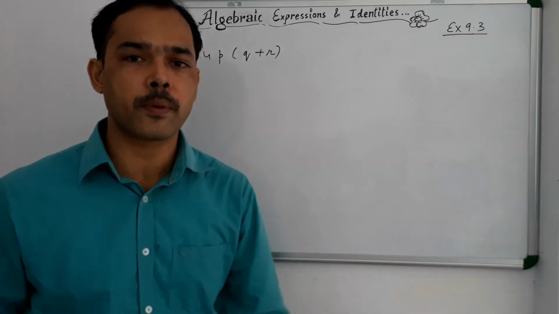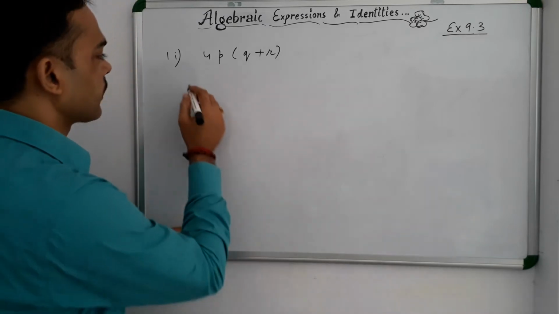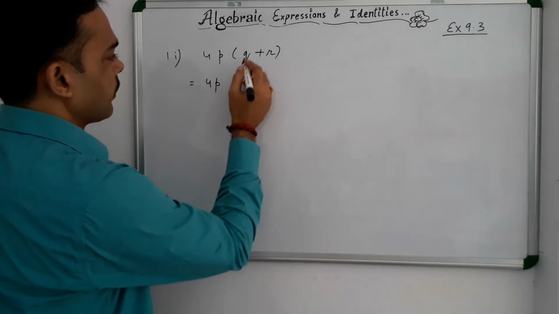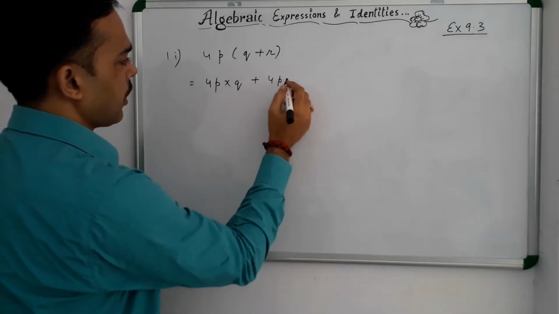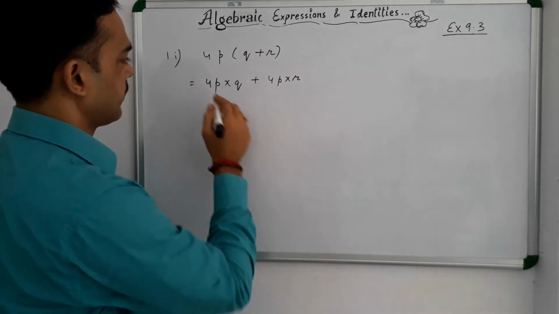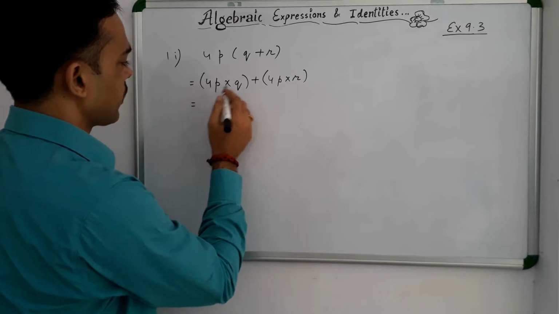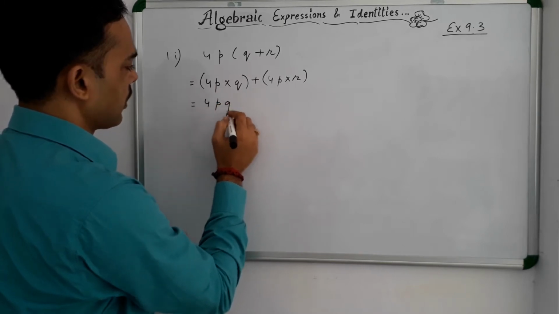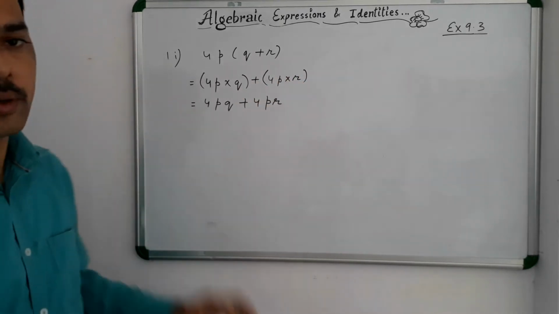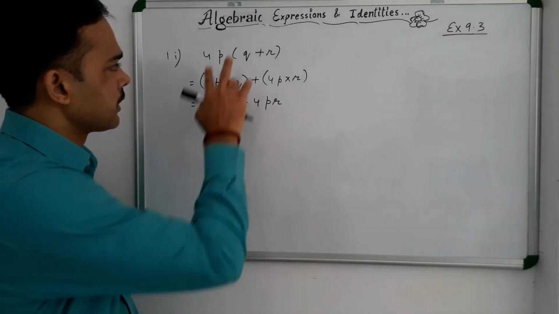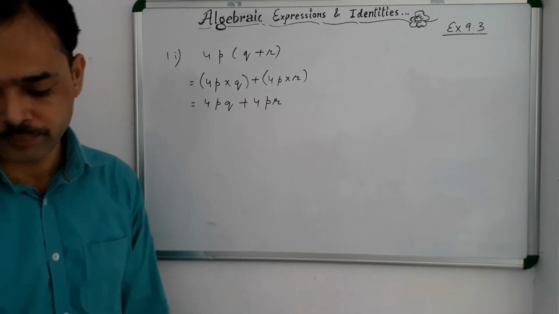Now you people know that you can easily use the distributive property. In that, this 4p will be multiplied with this q, and this 4p will also be multiplied with this r. In this manner, when you multiply, what do you get? This becomes 4 into 1 is 4pq, and this is 4pr. So this will be your answer once you multiply these two, that is a monomial and a binomial.